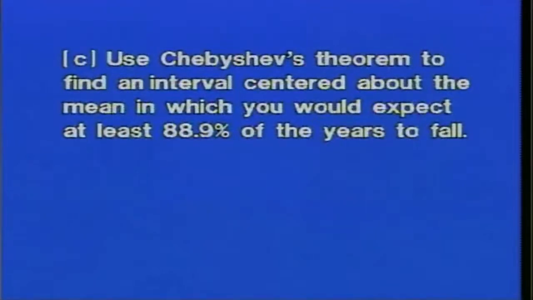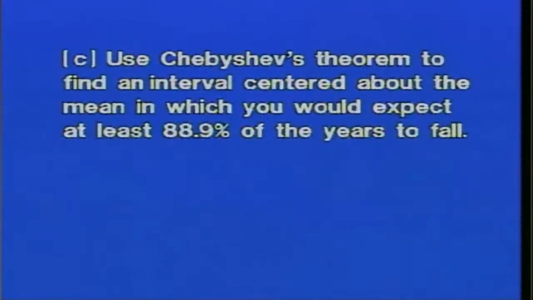The next part of the problem says to use Chebyshev's theorem to find an interval centered about the mean in which you would expect at least 88.9% of the years to fall. Now, we talked about this 88.9%, and I used the approximation of 89%, that this correlates to 3 standard deviations from the mean on both sides. And you may forget that from time to time. You may think, well, gee, how many standard deviations are we talking about here for 88.9% of the data to fall?